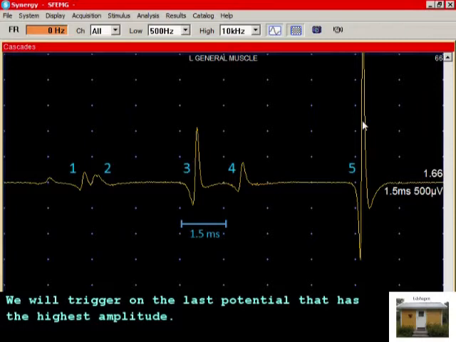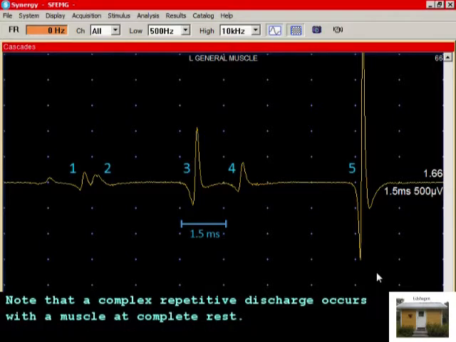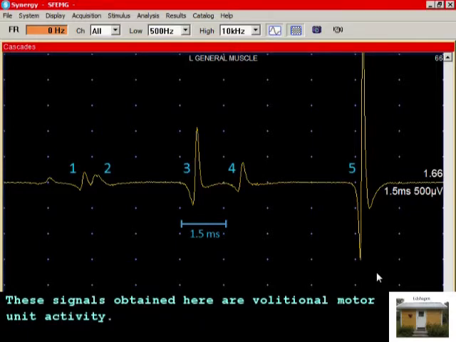We will trigger on the last potential that has the highest amplitude. Due to multiple time-locked potentials with low jitter, the sound of the signal is similar to a complex repetitive discharge. Note that a complex repetitive discharge occurs with the muscle at complete rest. These signals obtained here are volitional motor unit activity. One can also hear the change of the firing rate of the motor unit.